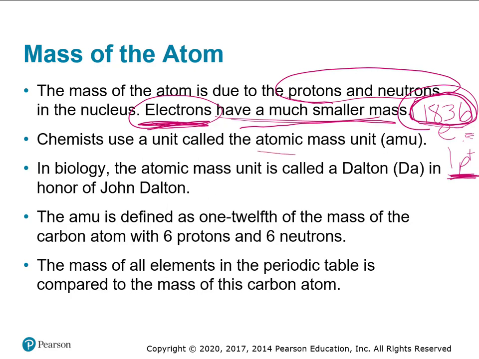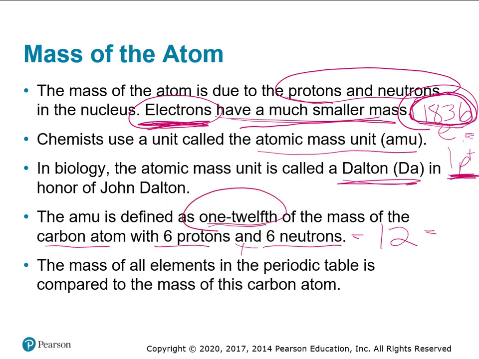Chemists use a unit called the atomic mass unit, AMU. In biology, we call it the Dalton, which is an atomic mass unit in honor of John Dalton. The AMU is defined as 1/12 of the mass of a carbon atom that has 6 protons and 6 neutrons. Well, 6 protons plus 6 neutrons, 6 plus 6 is 12. So if we did 1/12 of that, obviously that would be 1. So we say that the mass of 1 proton is 1 AMU, and 1 neutron is 1 AMU.